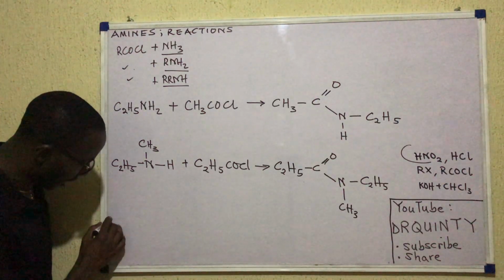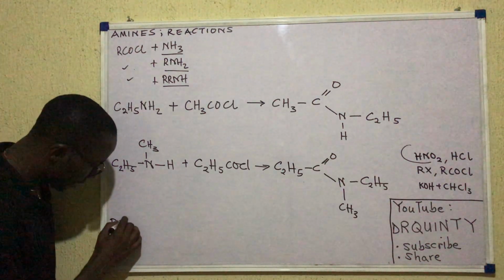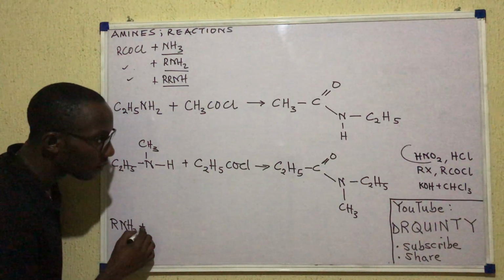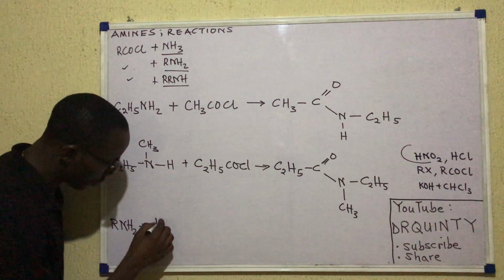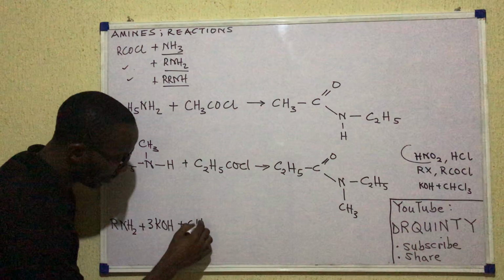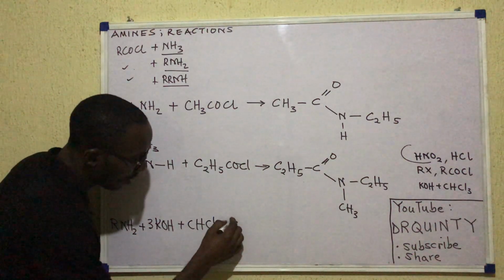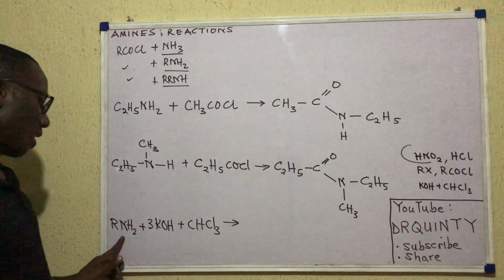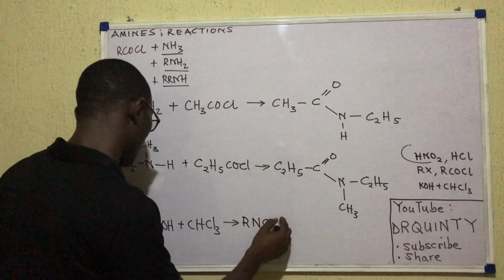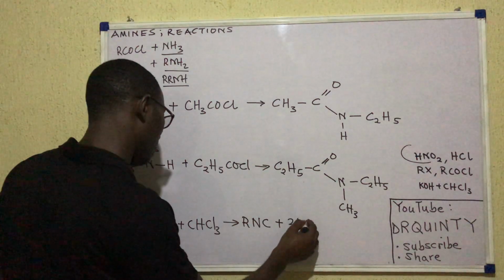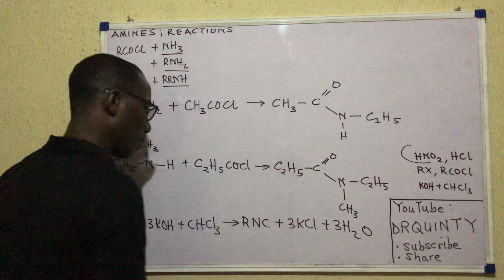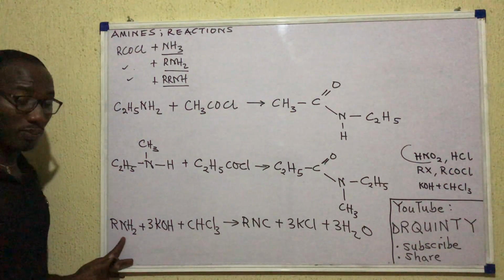We write the reaction like this: RNH2, that's a primary amine, plus KOH, usually 3 moles, plus CHCl3. This will give RNC. So I have RNC plus 3KCl plus 3H2O. So that equation is balanced.